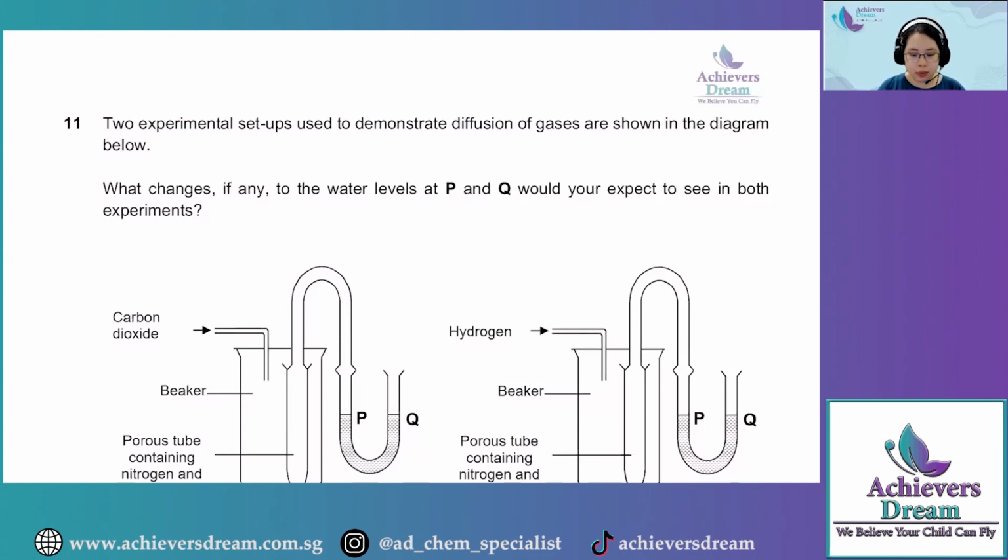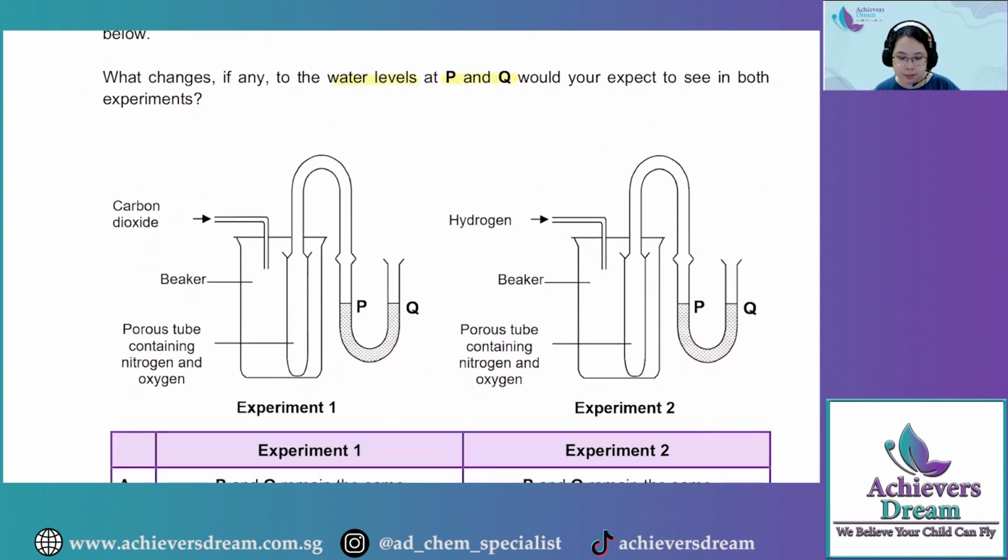Question 11. Two experimental setups used to demonstrate diffusion of gases are shown in the diagram below. What changes, if any, to the water levels at P and Q would you expect to see in both experiments? So let's analyze the setups.